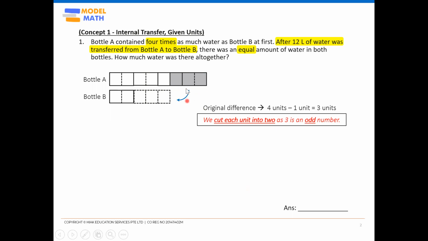You can use your hand to cover this, and you realize that the whole of bottle A and the whole of bottle B is now equal amounts of water. And this will be your 12 liters, of course. All right, and from there, it's pretty simple. You just need to work out how many units is your 12 liters. As we can see, 3 units is 12 liters. So from there, we find 1 unit.